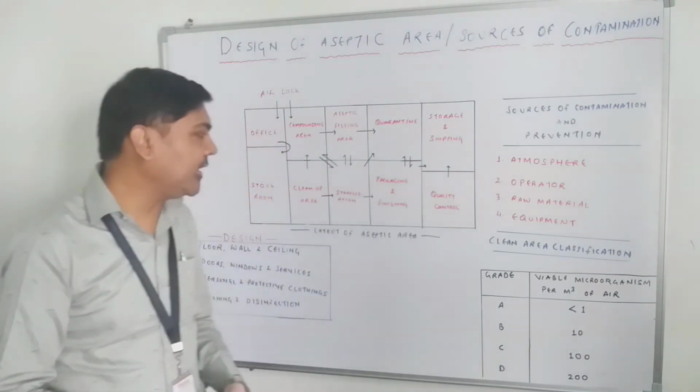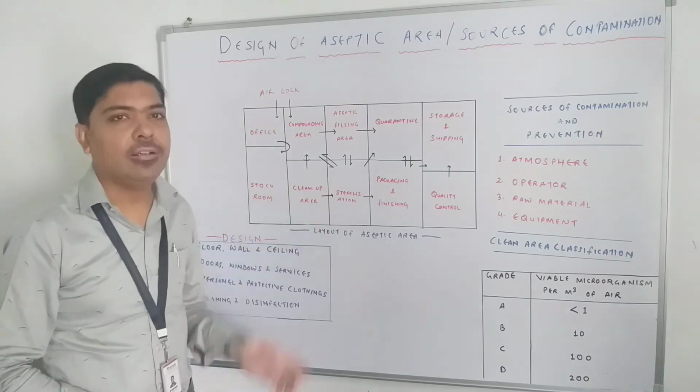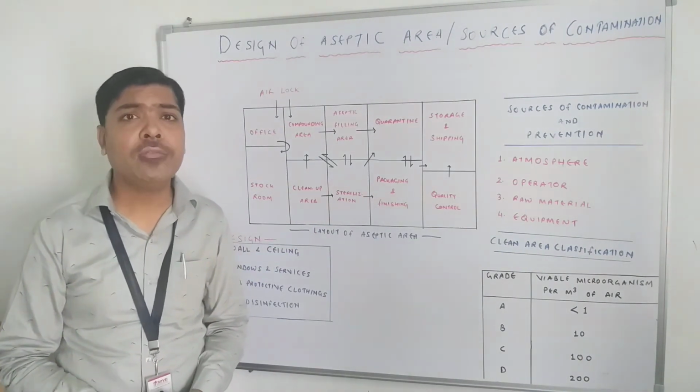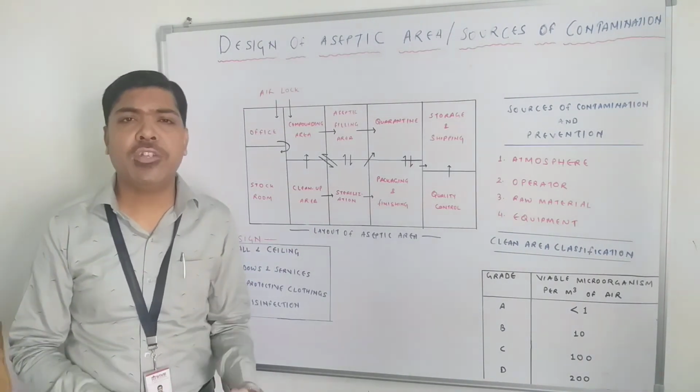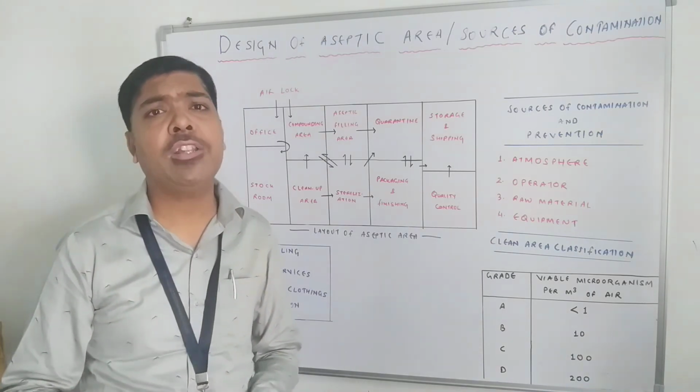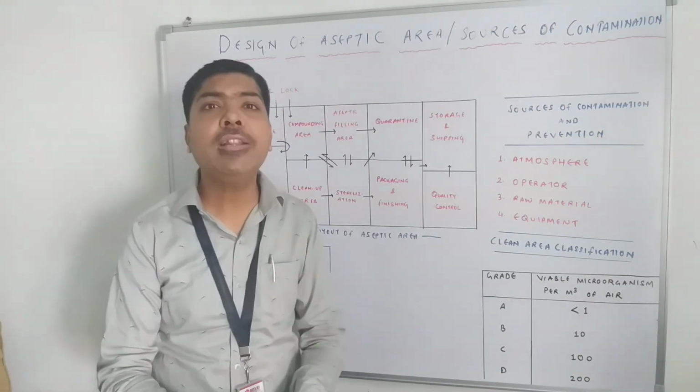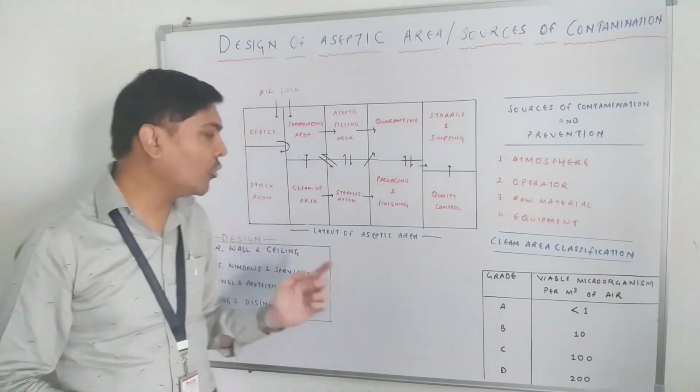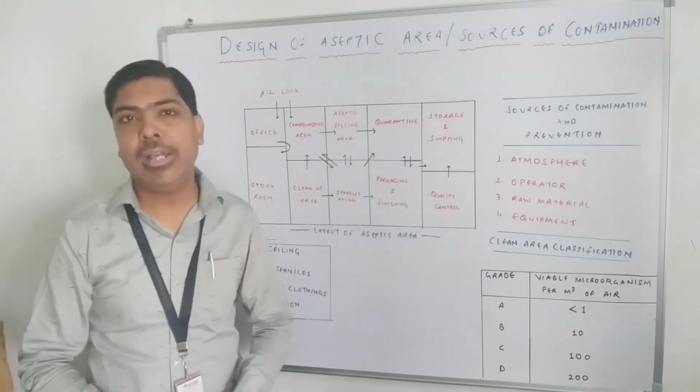As you can see in this diagram, there is a cleanup area. What is the importance of the cleanup area? Whatever the machines, equipment, and utensils involved in the production are cleaned in this cleanup area.